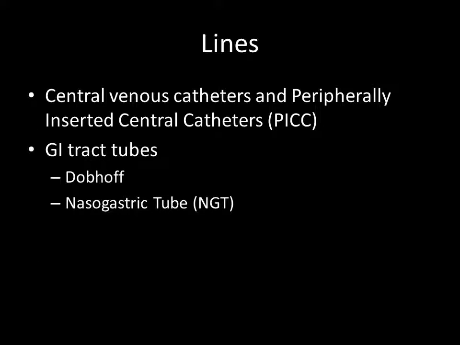We'll be looking at four main types of lines here: central venous catheters, peripherally inserted central catheters, or PICCs as they're commonly known, and the GI tubes, which are the Dobhoffs and the nasogastric tubes. The main thing you've got to know about lines is which type of line you're looking at, and then where it is supposed to be coming from and where it's supposed to be going.